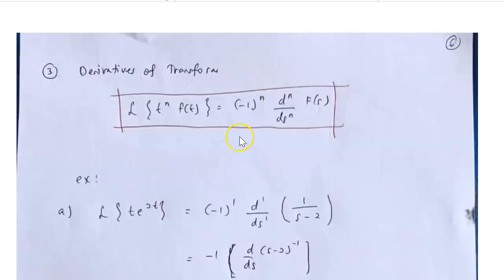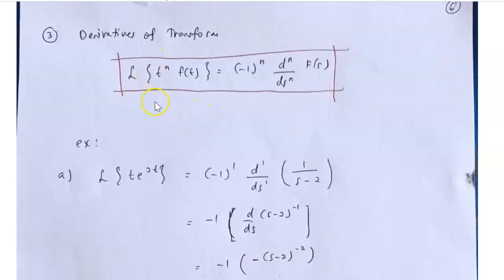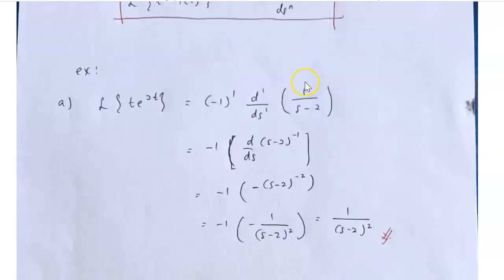Alright, next property is the derivatives of transform. So Laplace of t to the power of n times f(t). If you want to use the derivatives of transform, then the formula will be equal to negative 1 to the power of n, which is n here, and then d^n over ds^n of F(s). It means for f(t), you need to find F(s) first, then differentiate it a number of times. If n is 2, then differentiate it 2 times. If n is 1, differentiate it 1 time.